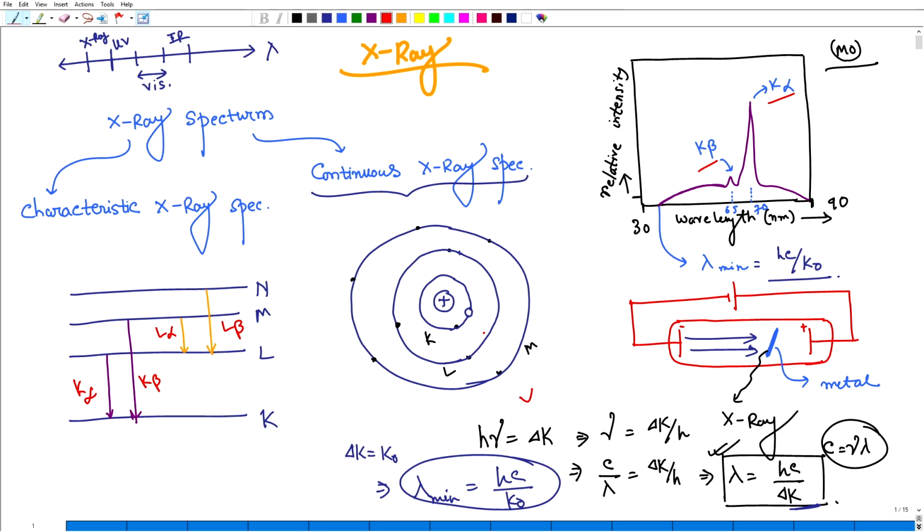So in this part, let me stop here. In the next part, we will carry forward from this characteristic X-ray spectrum, and we will study Moseley's law, Moseley's experiment.